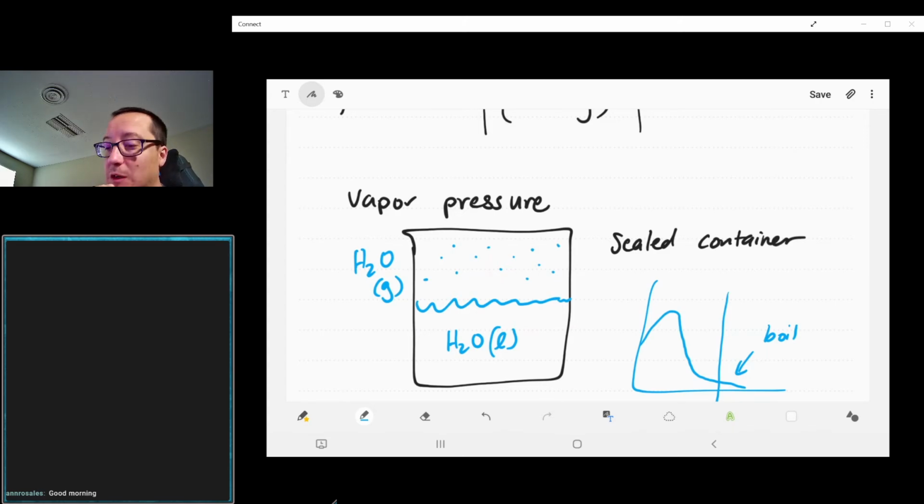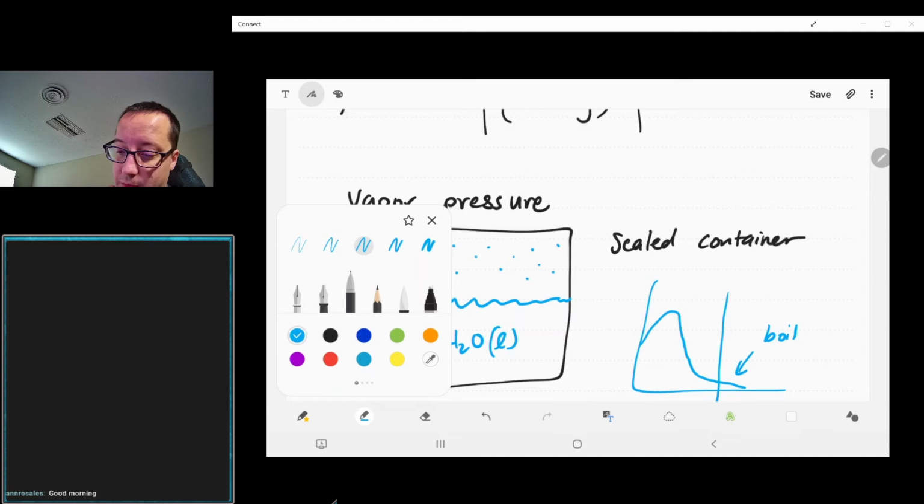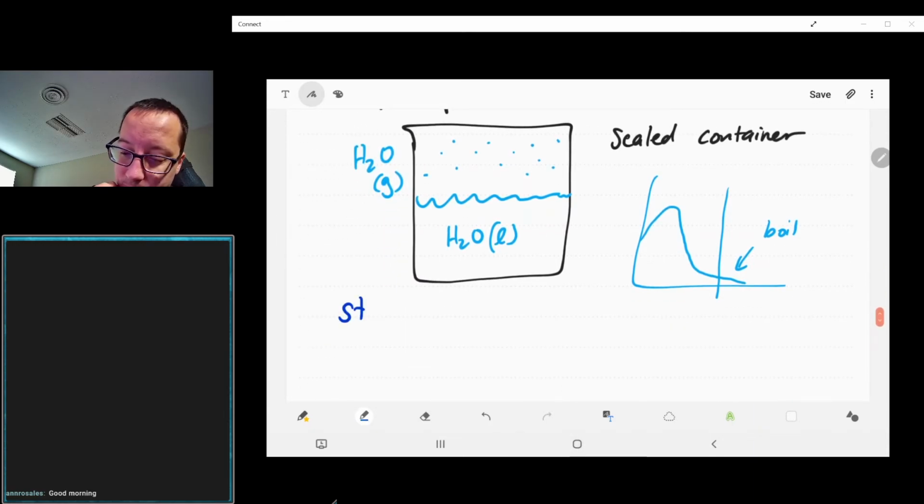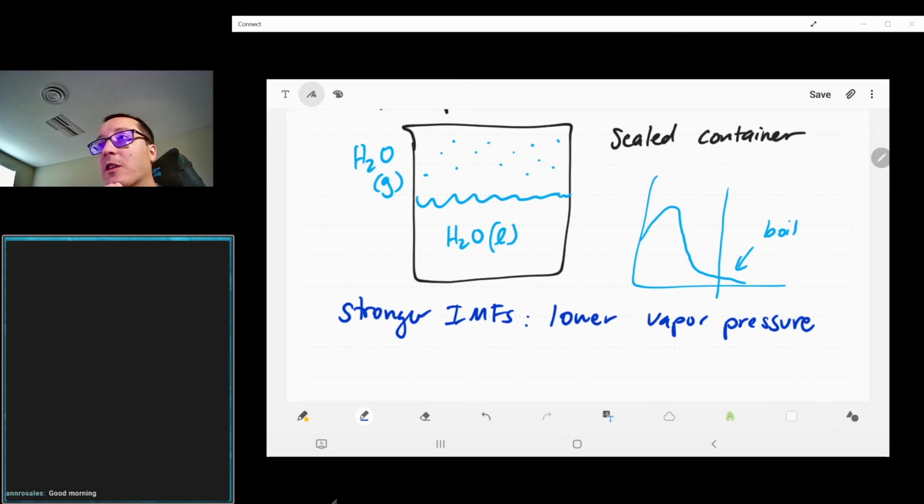And so we're going to see that the stronger intermolecular forces will lead to lower vapor pressure. Because if we want to think about water molecules turning into a gas, they have to get away from all the other water molecules. So again, you have to break all those happy interactions. And so if you have strong intermolecular forces, you're going to have a lower vapor pressure.